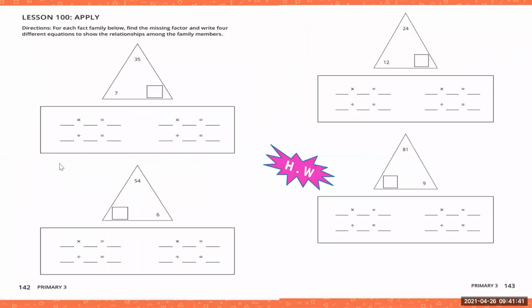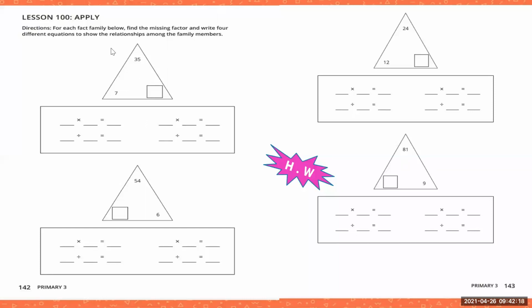Okay, here we will revise fact families. We studied it many times before. Here we have the big number on the top. Who can help me to answer this? If you know, raise your hands. Can you answer, Salma?